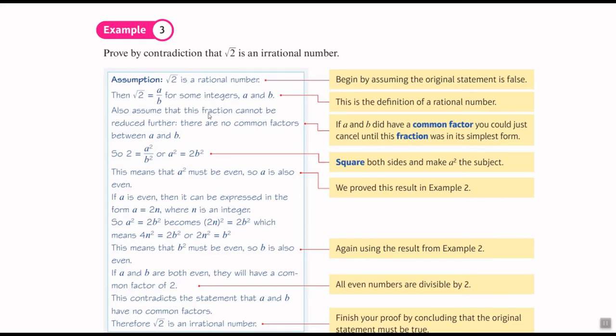We also assumed this fraction cannot be reduced further, so there are no common factors between a and b. So this contradicts the statement that a and b have no common factors. Therefore, root 2 is an irrational number. You need to finish your proof by concluding that the original statement must be true.